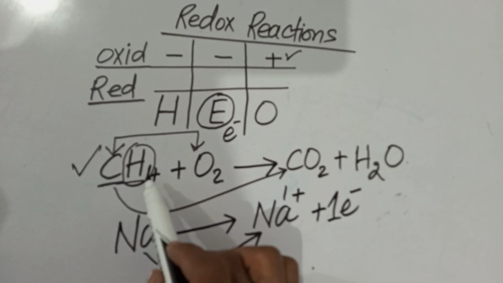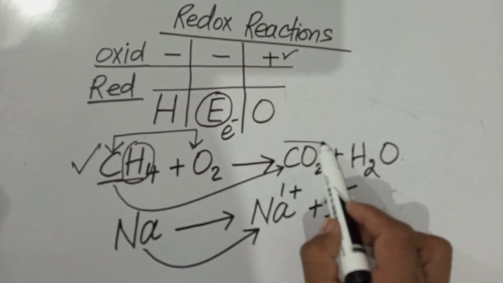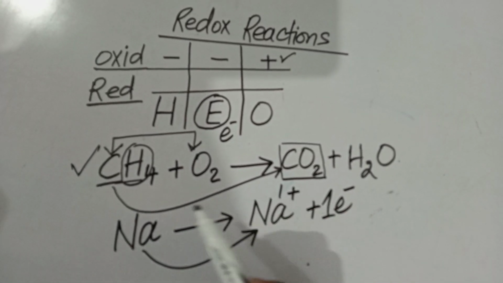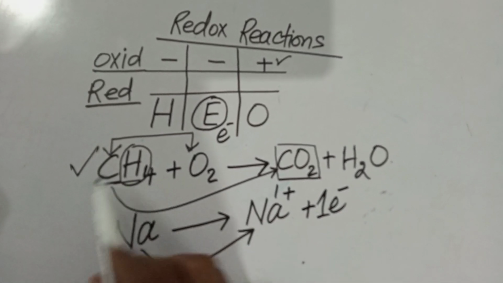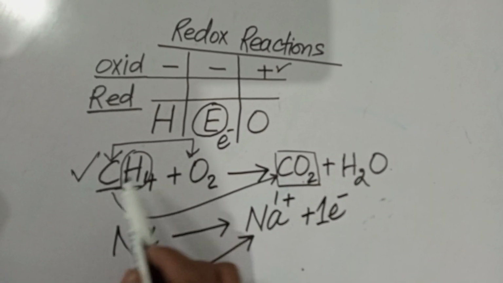This equation shows that methane gas is oxidized to CO2, carbon dioxide. In other words, we already checked through oxygen that this methane is oxidized to CO2, because hydrogen is removed and oxygen is added.